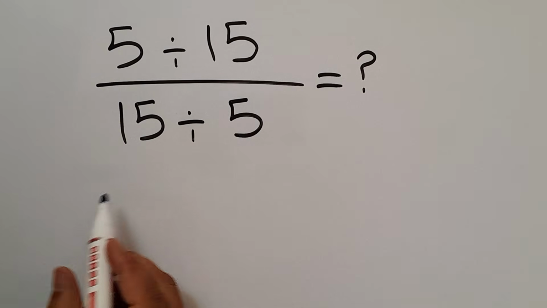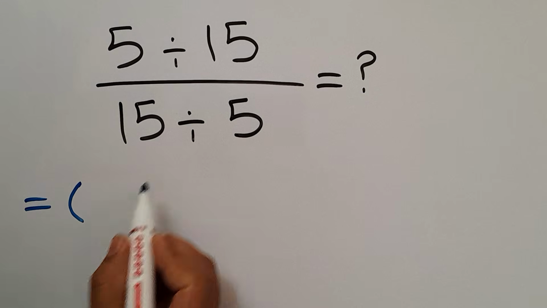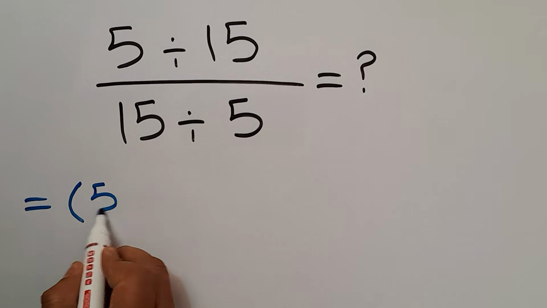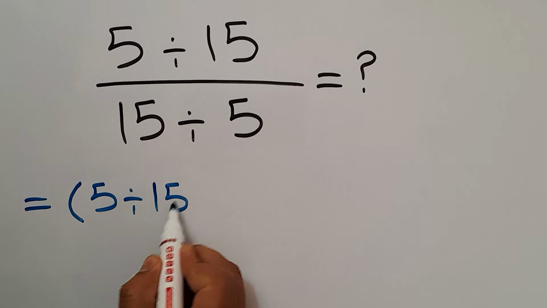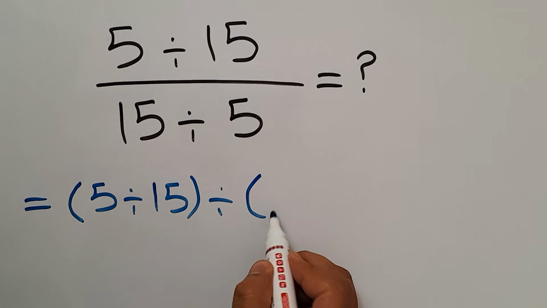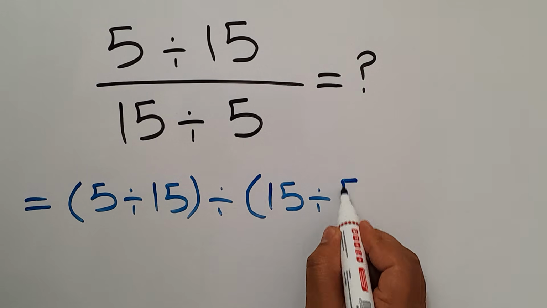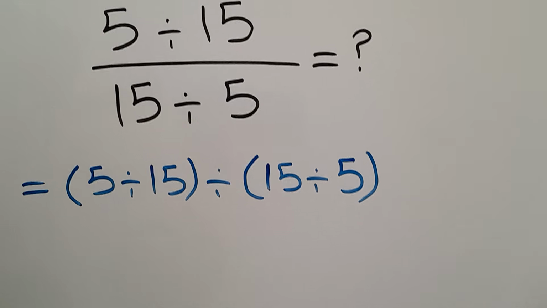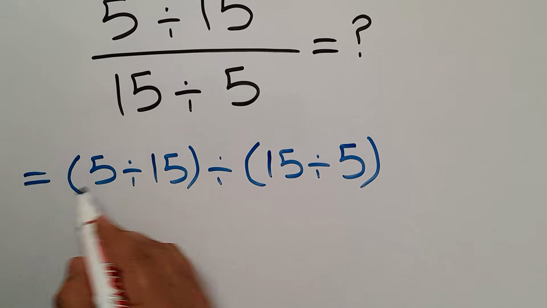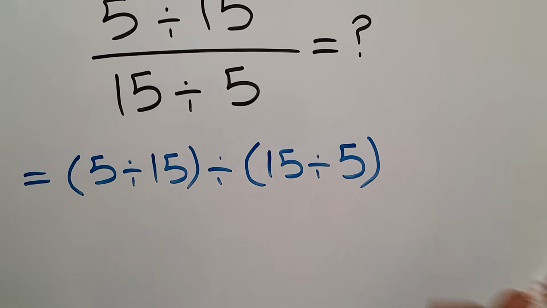Instead of this fraction, we can write parentheses, the numerator 5 divided by 15, divided by the denominator, which is 15 divided by 5. Okay, and now we have two parentheses and one division.